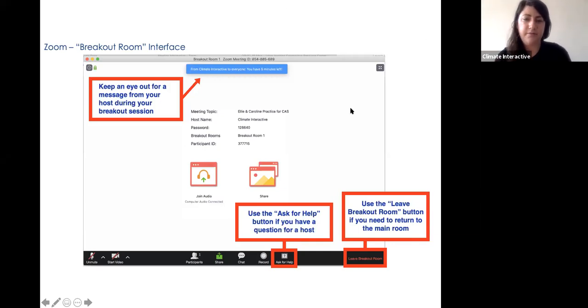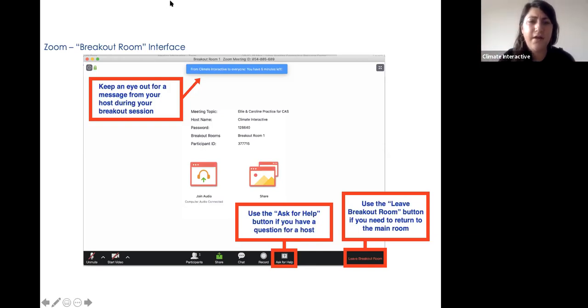Leave breakout room, the button on the right, allows you to leave your breakout room and come into the main plenary. When everybody is in their breakout rooms, the plenary will just be myself and Carolyn. So that's another way you can ask us questions: leave the breakout room and we should be there. And that's also how you go back into the main room once we've called you back.